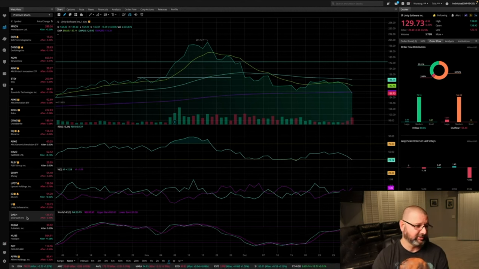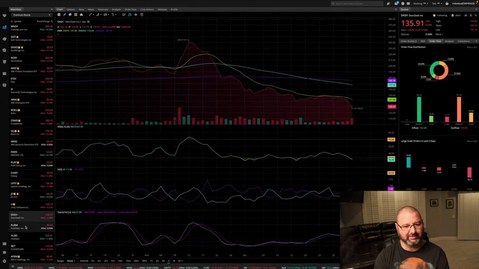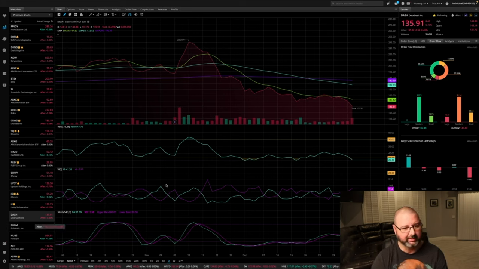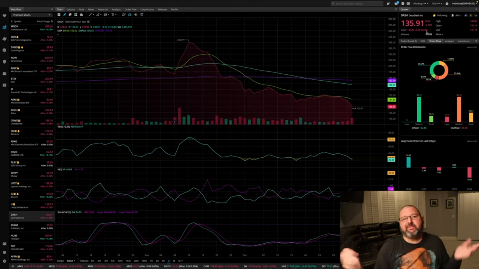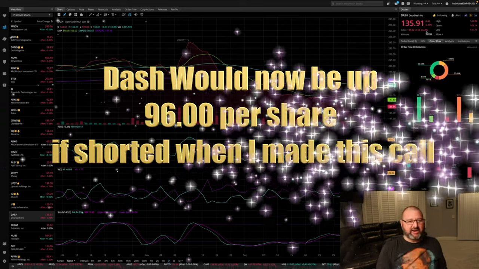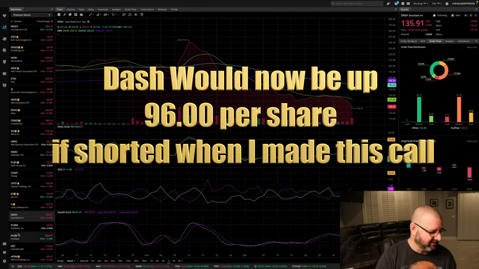Unity, go short. Dash, I was talking about doing Dash like a month and a half ago. Back up here, if I would have done it right here, see what I mean? How it came down, retested, then fell? That's exactly what I'm talking about. So 187 and it's at 135. I'd be up $50 a share if I just shorted when I wanted to, but I didn't do it.